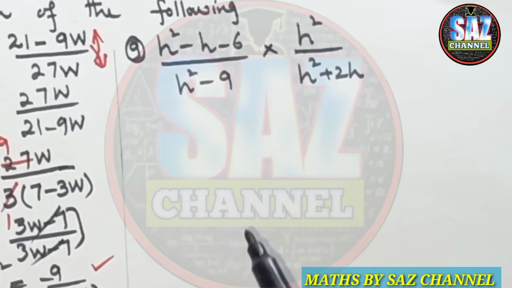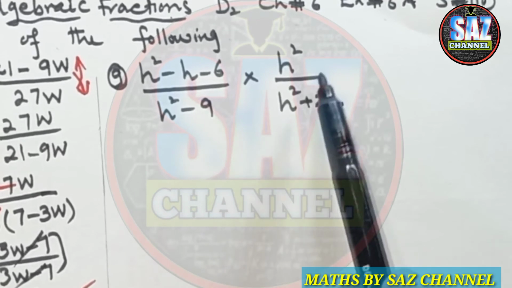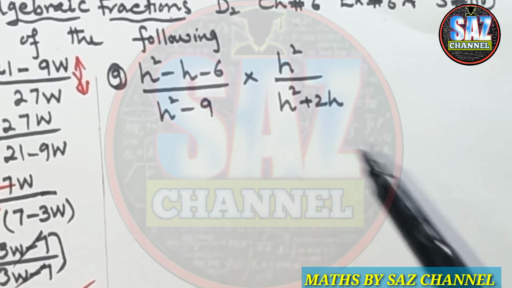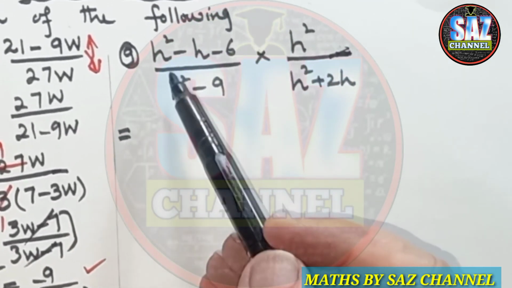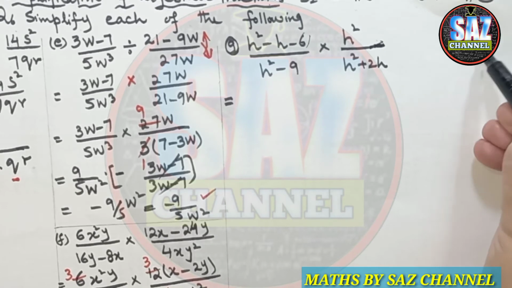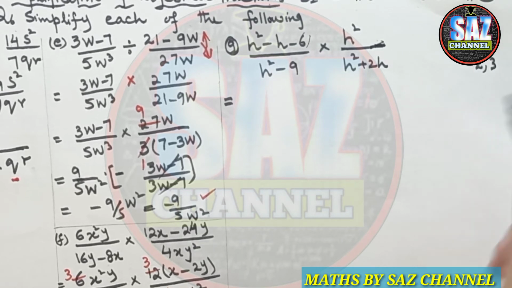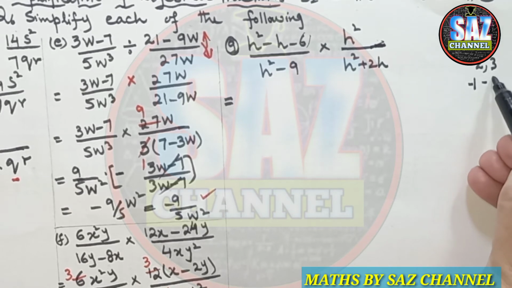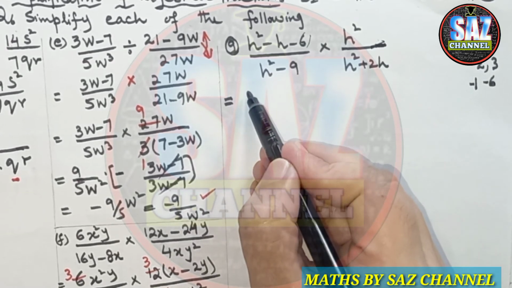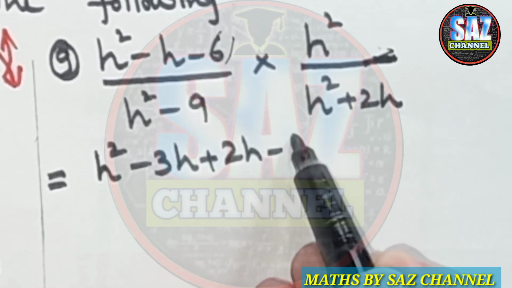Let's move to the next part of the question, that is (h² - h - 6)/(h² - 9) multiplied by h²/(h² + 2h). If we look at the numerator of the first fraction, that is the application of middle term breakage. Now I have to make the factors of 6, that will be 2 and 3. Now set the factors in such a way that when I'm adding or subtracting, I'm getting minus 1, and when I'm multiplying, I'm getting minus 6. So minus 3 plus 2 will be the suitable choice. So write it in the form h² - 3h + 2h - 6.